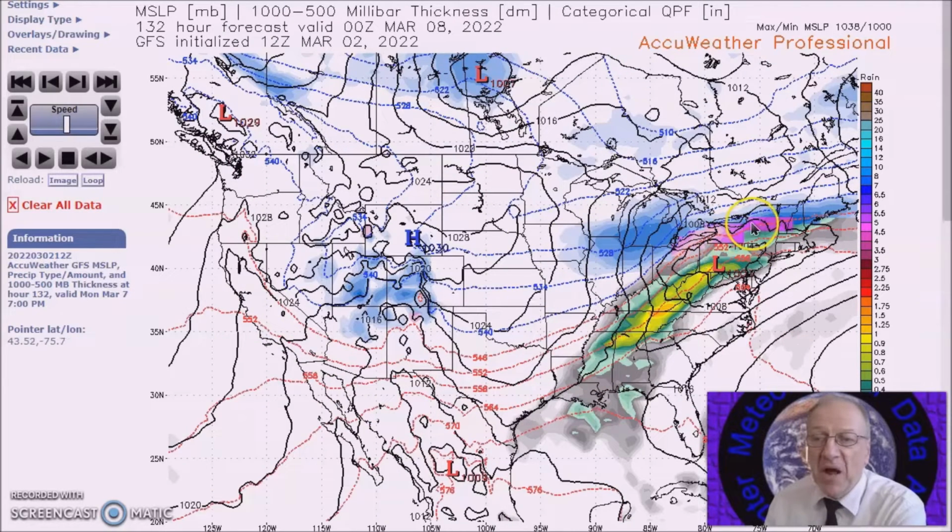We have some rain down here across the mid-Atlantic, and then we have some ice, mixed precipitation across parts of southern New England, and then snow to the north and the western side of the system.